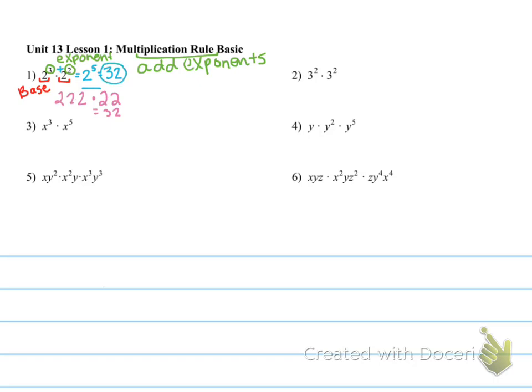So there's our first problem. Let's do that same thing with the second problem. The first thing we have to check is, are the bases the same? Yes, I have a 3 and I have a 3. That means they're the same, so we know our answer is going to have a base of 3 as well.